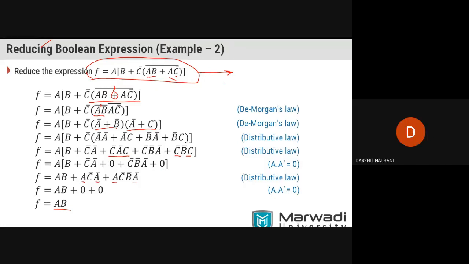Yes, sir. Okay, so that is the purpose of Boolean algebra: by using Boolean algebra, we can reduce any given Boolean expression to a smaller size, and that will allow us to realize that Boolean function using a smaller number of logic gates. Is that clear?